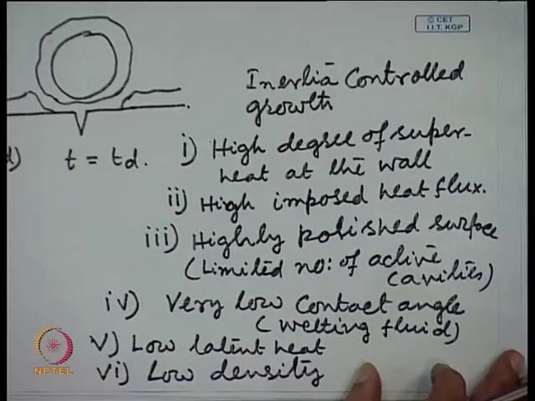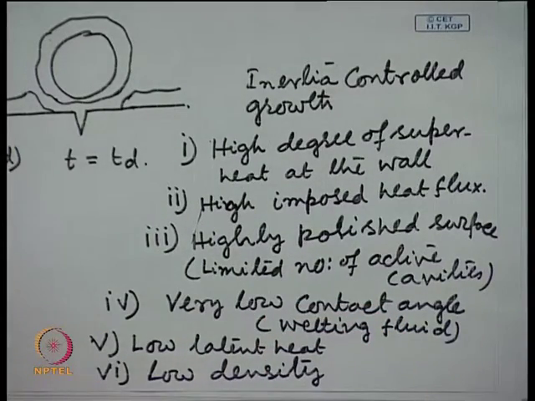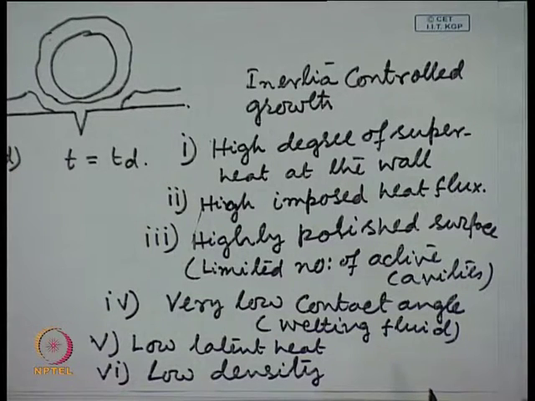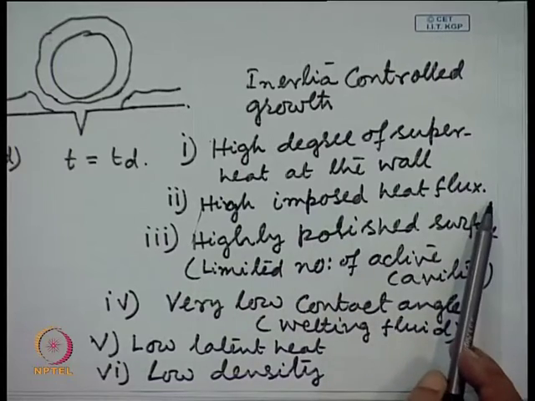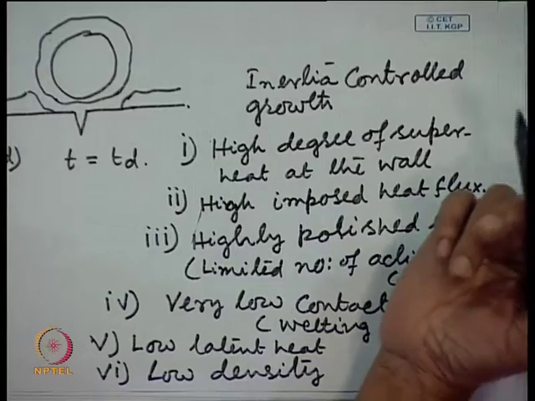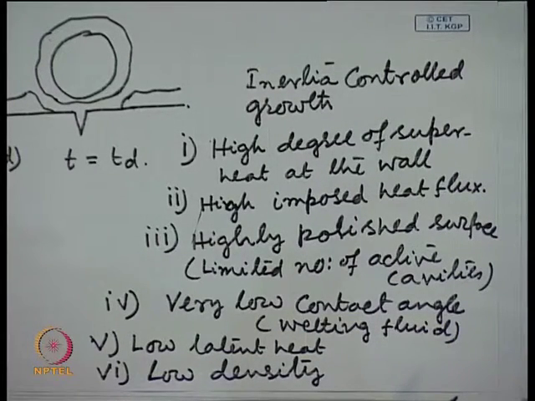Now, you see, it is very easy to explain why it will be inertia controlled when this kind of operating conditions are there. High degree of superheat means the wall temperature is very high, the surrounding liquid temperature will be very high. So, heat transfer will be predominant. High imposed heat flux is also the same thing. Highly polished surface, what will it give? That means it is giving a limited number of active cavities. So, close to one cavity there is no other cavity. One cavity means one vapor bubble. So, only one vapor bubble is there and then far apart there are other vapor bubbles. So, the particular vapor bubble is surrounded by a very large mass of heated liquid. So, the growth will not be controlled by the heat transfer. Okay. It will have enough supply of thermal energy.